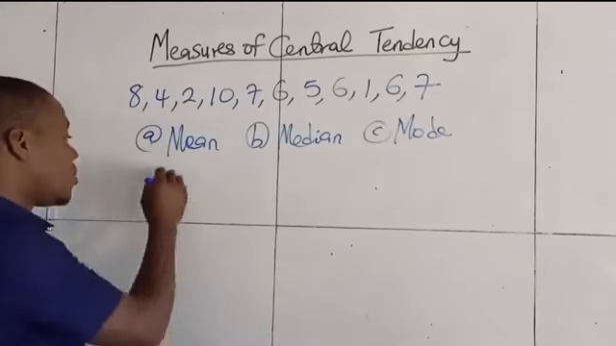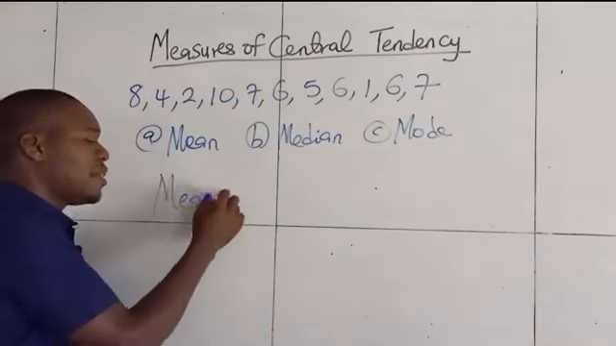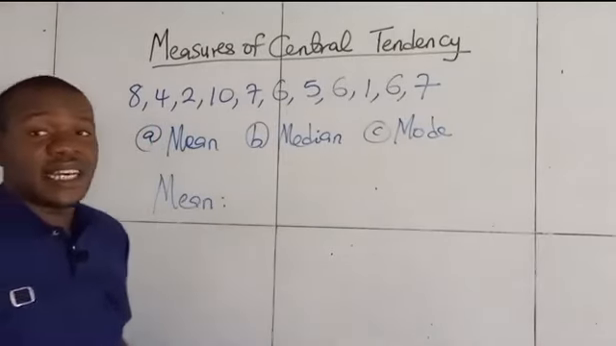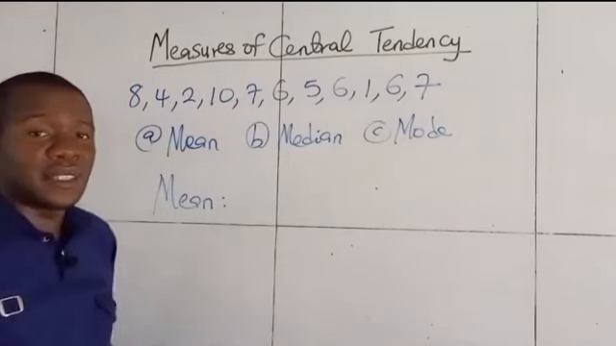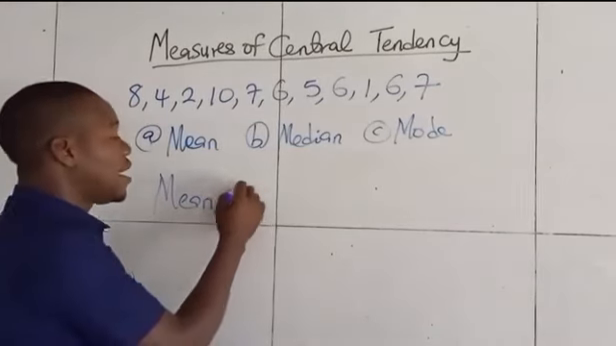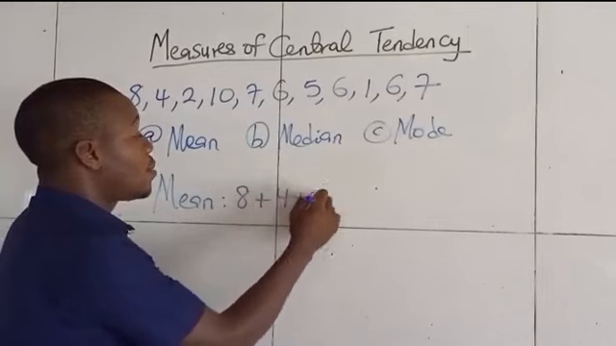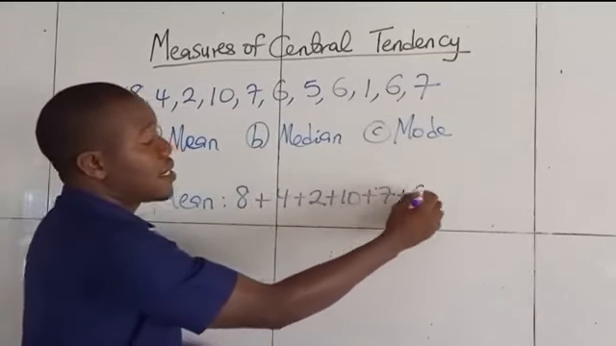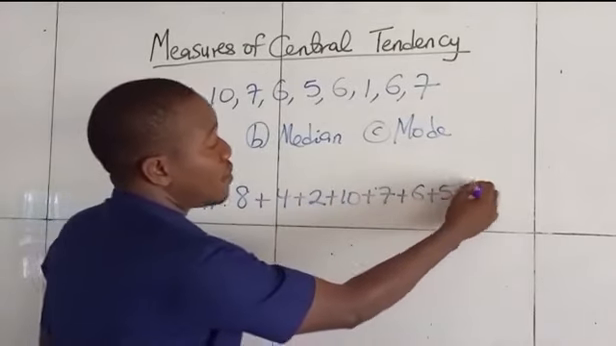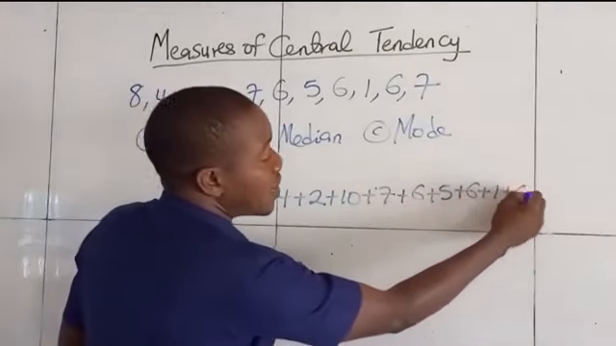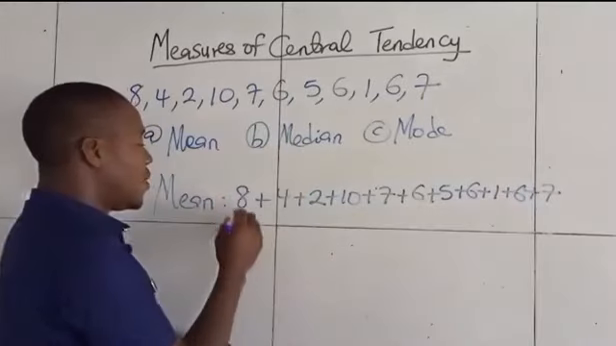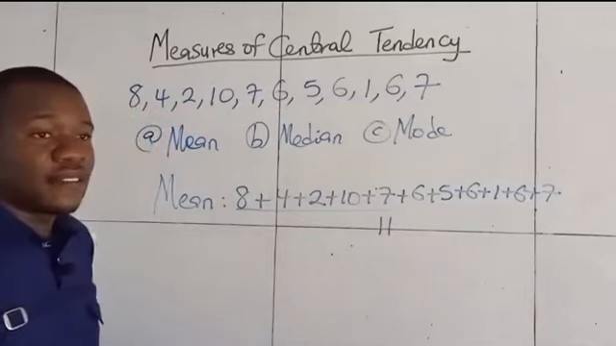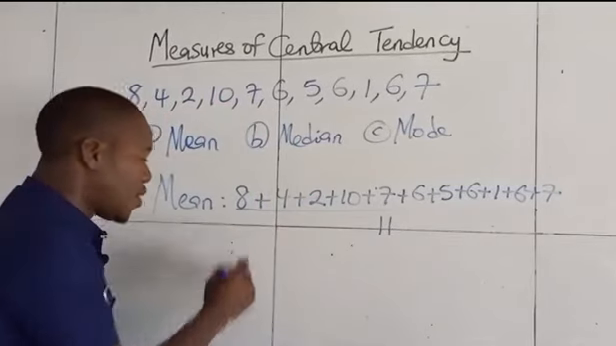So quickly, I will start with the mean. When we talk about the mean in its basic form, we are talking about adding all the scores and dividing by how many they are, the total number of scores. So when I do that quickly, I have 8 plus 4 plus 2 plus 10 plus 7 plus 6 plus 5 plus 6 plus 1 plus 6 plus 7. You add all the scores together, you divide with 11 because there are 11 in number. That is the mean.